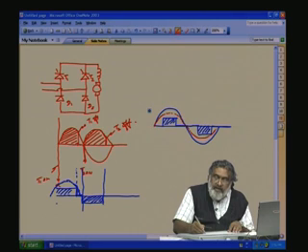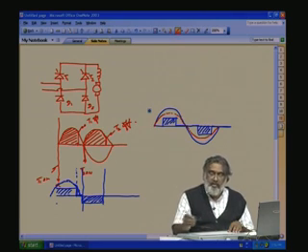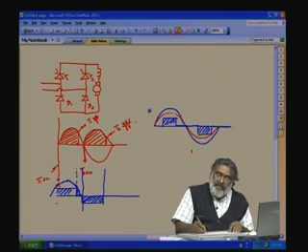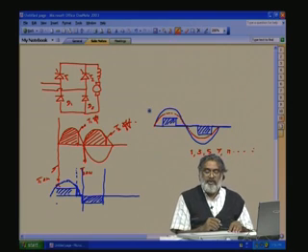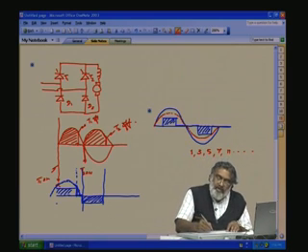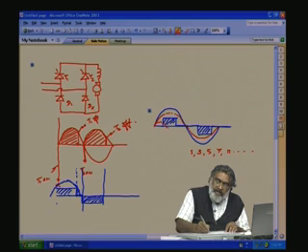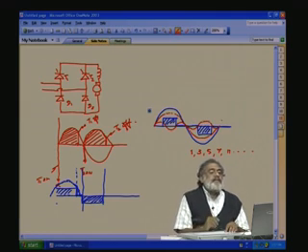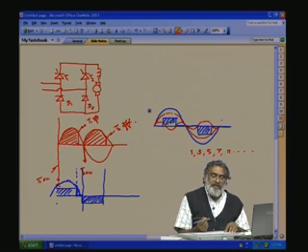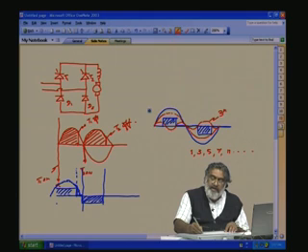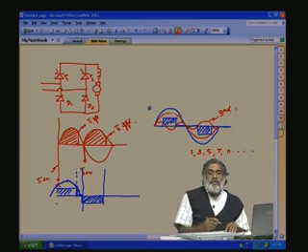But if you see this waveform, if you do the Fourier series, it has other harmonics. The fundamental will be there, that is the desirable one. Then we have the third harmonic, the 5th, the 7th, the 11th, all these harmonic currents will be there. The third harmonic will be something like this. This is the third harmonic component. Similarly, the 5th harmonic will be there. These currents will anyway be there.